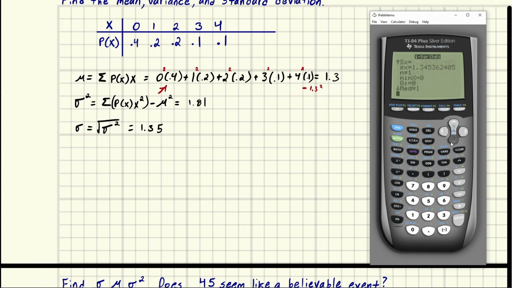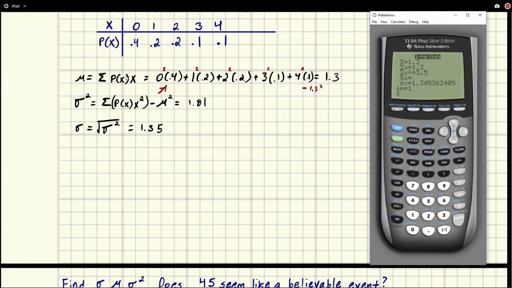There's some additional stats here too that may or may not be of use to you depending on the problem.